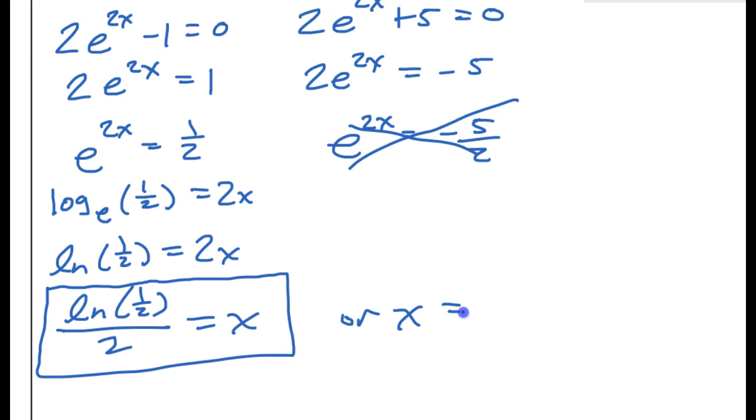If you do have a scientific calculator, what do you get? Negative 0.3466. Negative 0.3466.